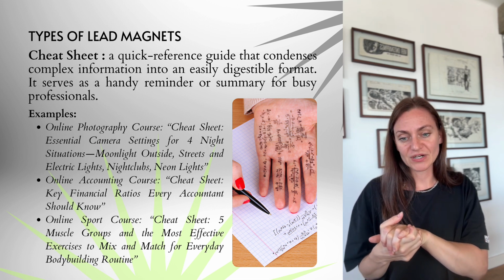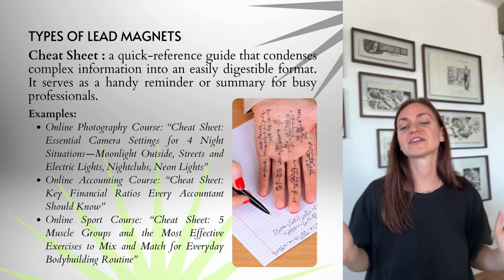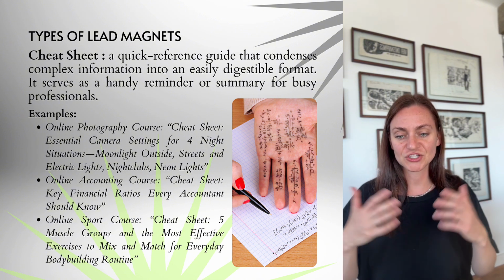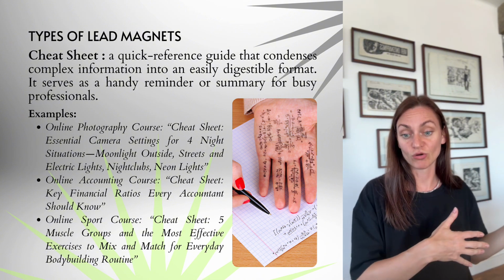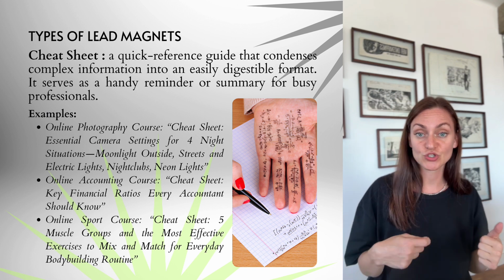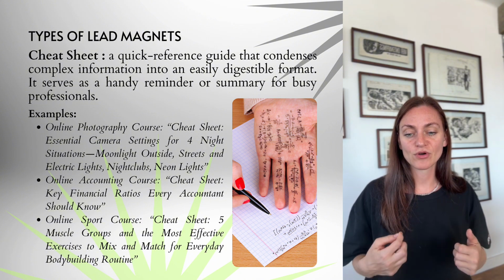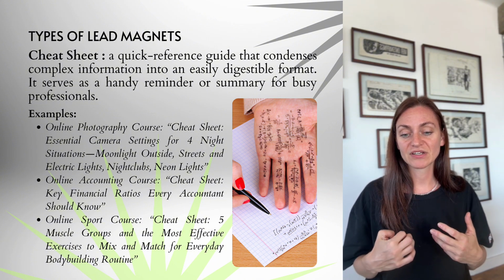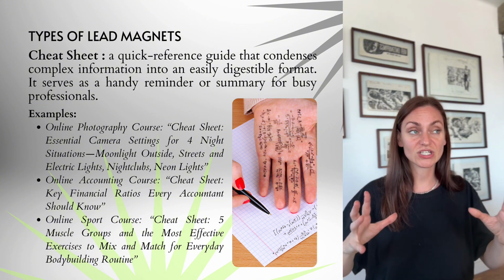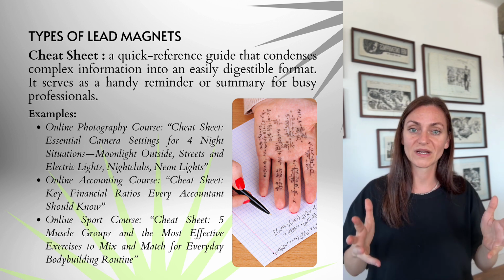The examples can be, for example, for a photography course, a cheat sheet of essential camera settings for different night situations: moonlight outside, streets and electric lights, nightclubs and neon light. Online accounting course, cheat sheet of key financial ratios every accountant should know. Online sport course, cheat sheet of 5 muscle groups and the most effective exercises to mix and match for an everyday bodybuilding routine. So a cheat sheet is something that helps people get fast access to more complex information.